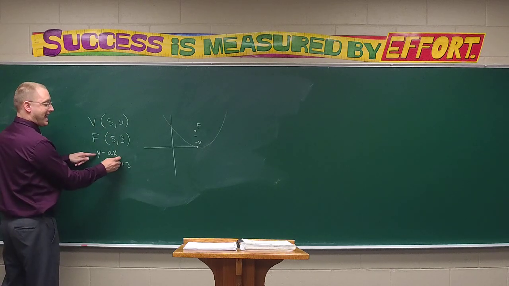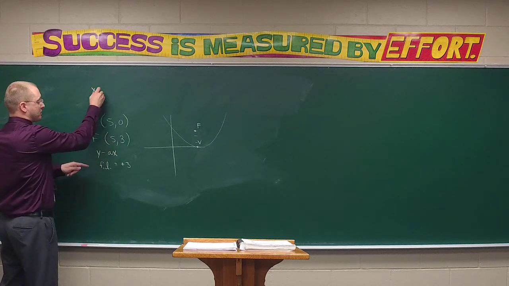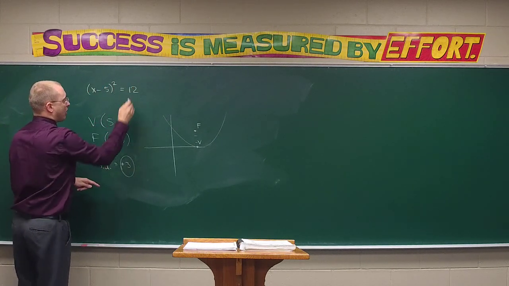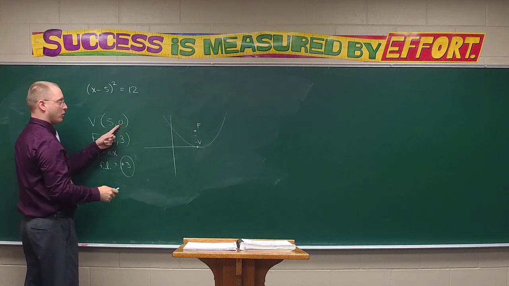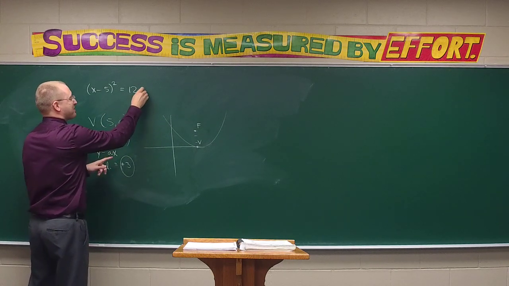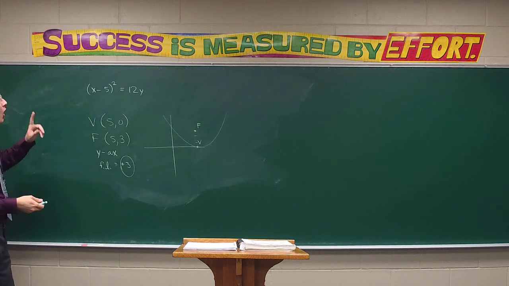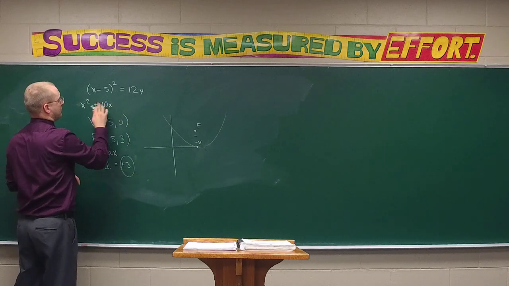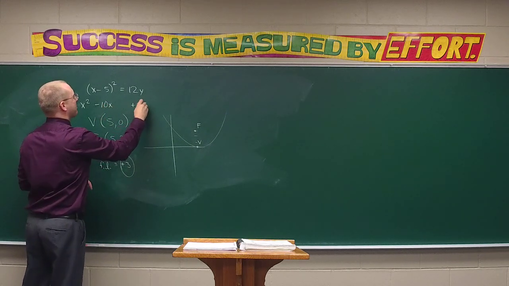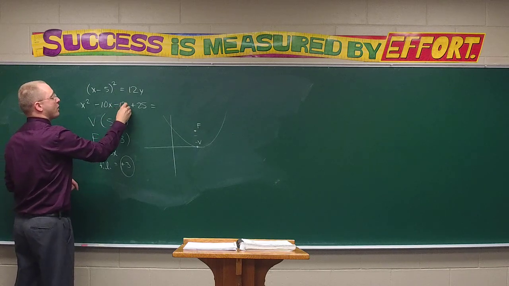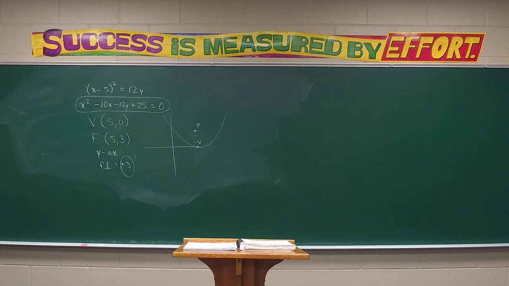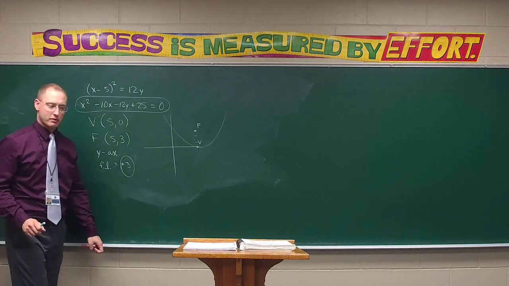Hopefully you said, well, since the y-axis is the axis of symmetry, I'm going to start with (x minus 5) squared equals 4p times (y minus 0), or just y. Hopefully then you also said, if I expand this out, I get x squared minus 10x plus 25 is equal to 12y. But when we bring that over as a negative 12y, I get this. And there's the equation of my parabola with a vertex at (5, 0) and a focal point at (5, 3).